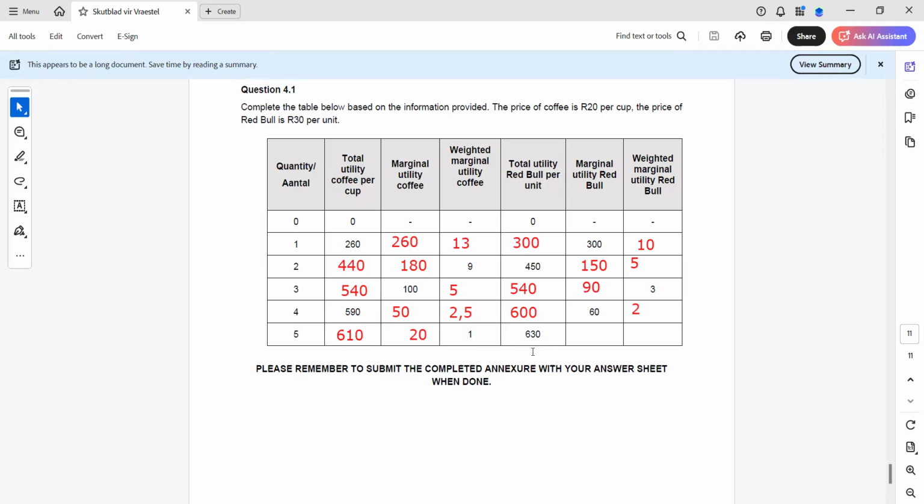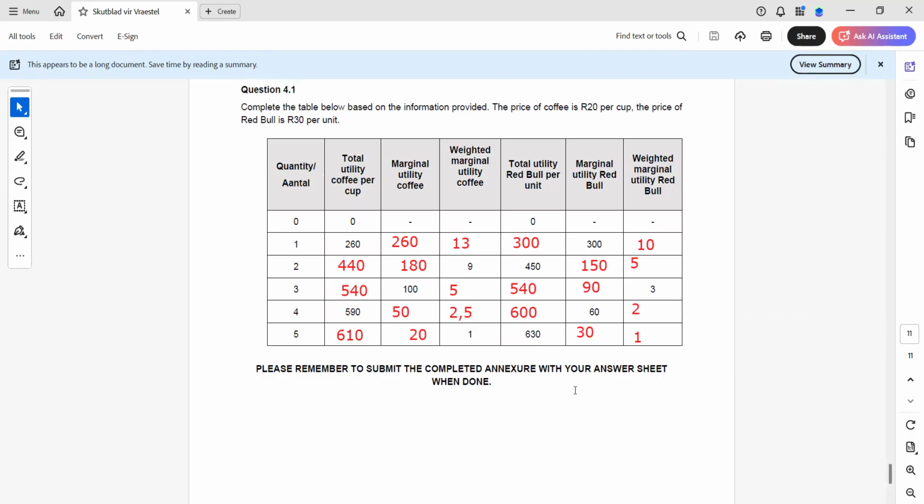So now to get your marginal utility, this one is easy because you just say 630 minus 600, and you get 30 here. And then to get your weighted marginal utility, you say marginal utility divided by the price, which is 30. So 30 divided by 30, you get 1. So you are done.